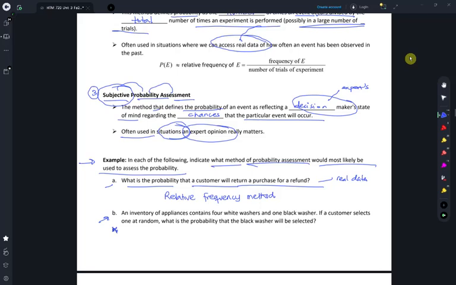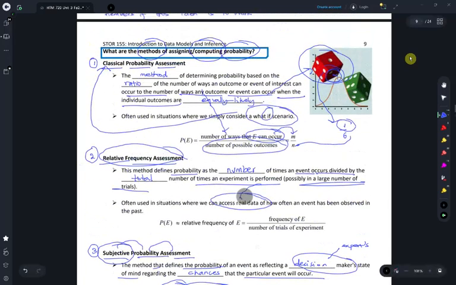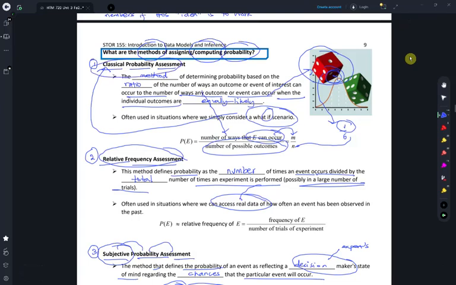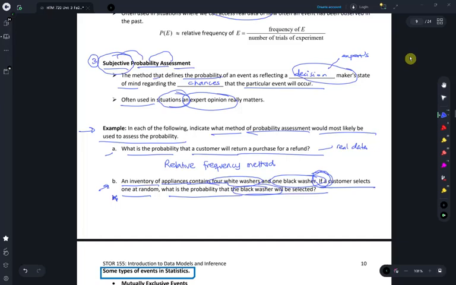B, an inventory of appliances contains 4 white washers and 1 black washer. If a customer selects one at random, what is the probability that the black washer will be selected? Well, this is a what if scenario. And a what if scenario to calculate probabilities will be best served by using the classical probability assessment method.